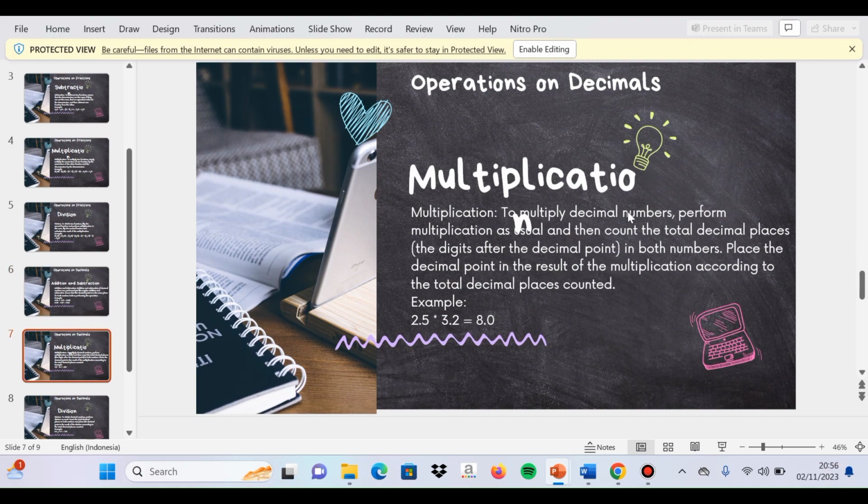The next, multiplication. To multiply decimal numbers, perform multiplication as usual, and then count the total decimal places, the digits after the decimal point, in both numbers. Place the decimal point in the result of the multiplication according to the total decimal place count. The example from multiplication here.